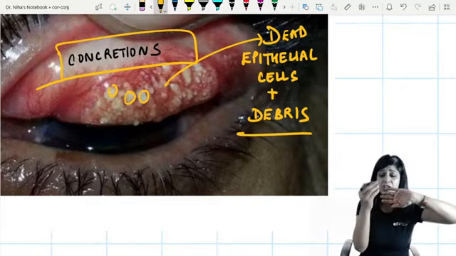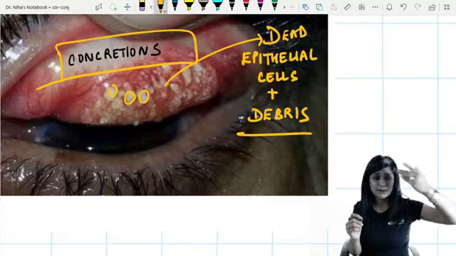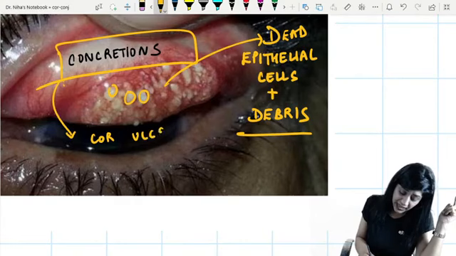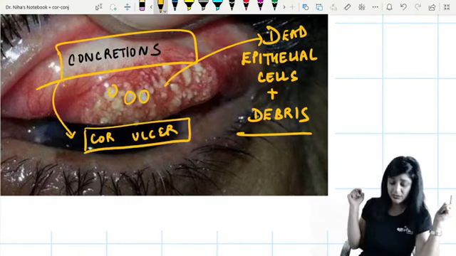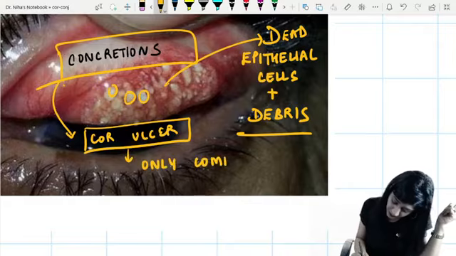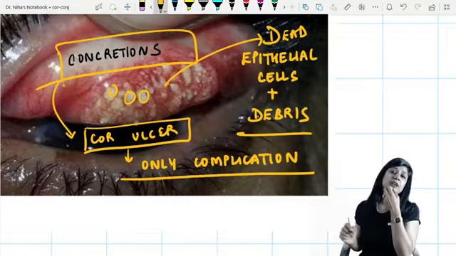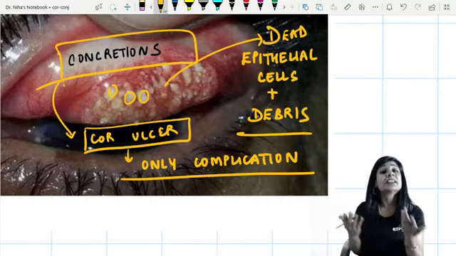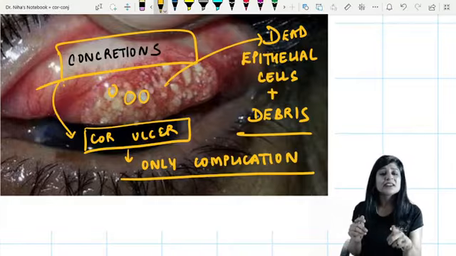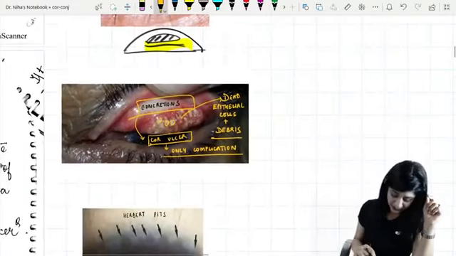Now suppose this was the eyelid and you are having a lot of concretions, and I close this eyelid. So they will actually rub the cornea. So they have a property of causing corneal ulcer. And why am I worried about corneal ulcer? Because corneal ulcer is the only complication of trachoma. The rest of the things are the sequelae. That is the difference. Rest of the things are the sequelae, while corneal ulcer is the only complication of trachoma. Okay, so these are your conjunctival signs.